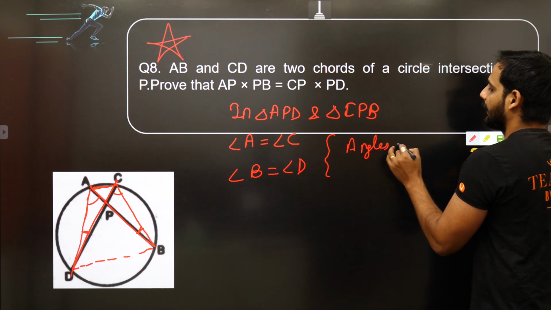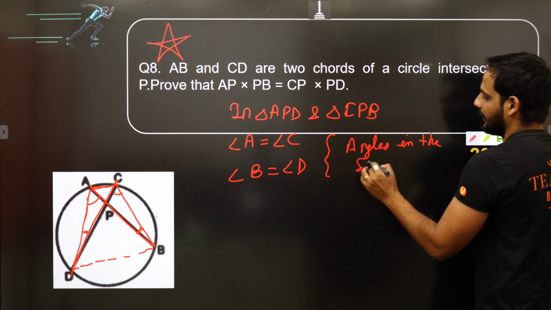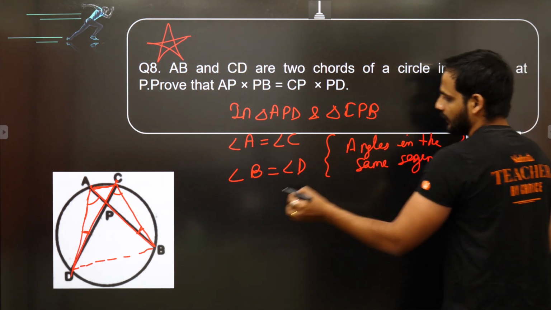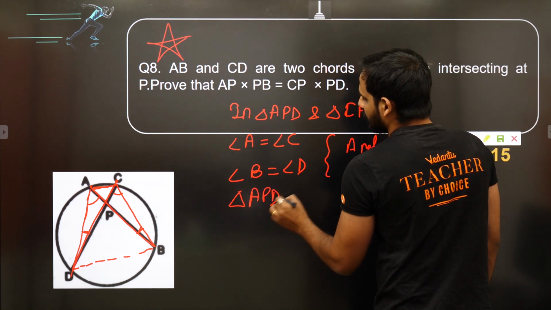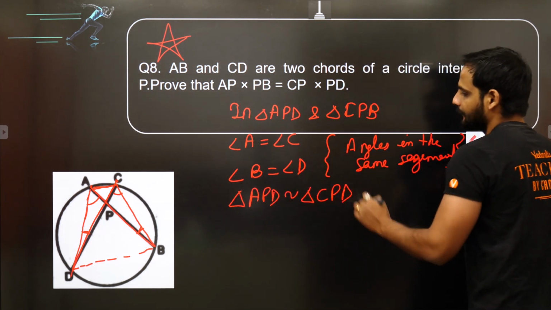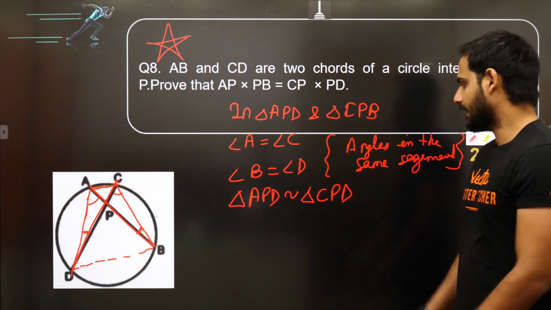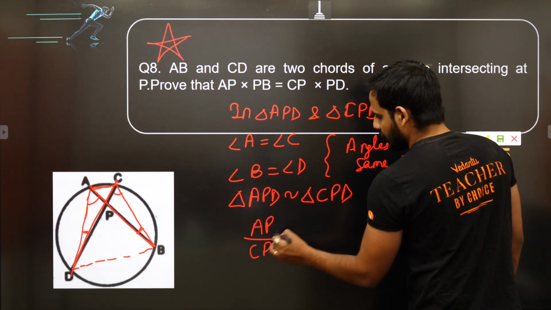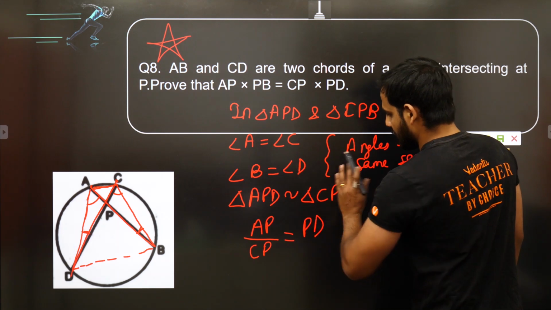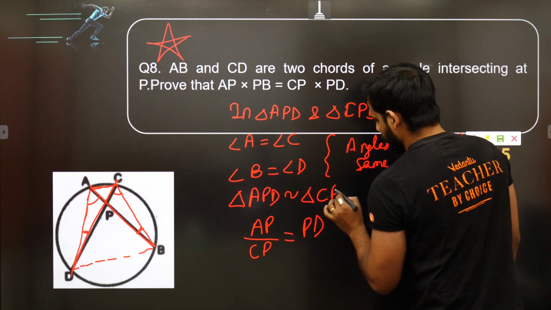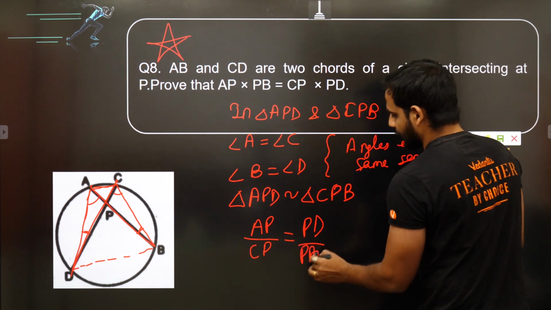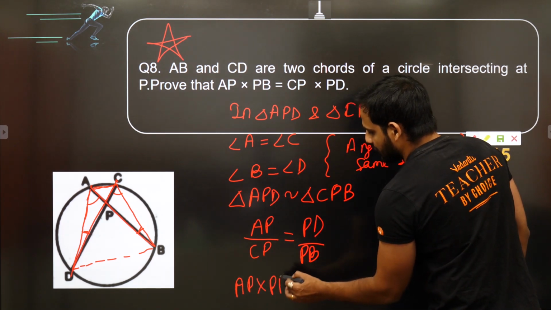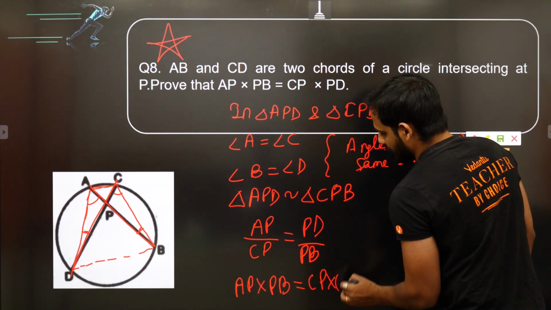Okay, beta? If I have got two angles equal, I can say triangle APD is similar to triangle CPB. Yes, I can say that. And so AP upon CP is equal to PD upon PB. Cross multiply, and you will get AP into PB is equal to CP into PD.